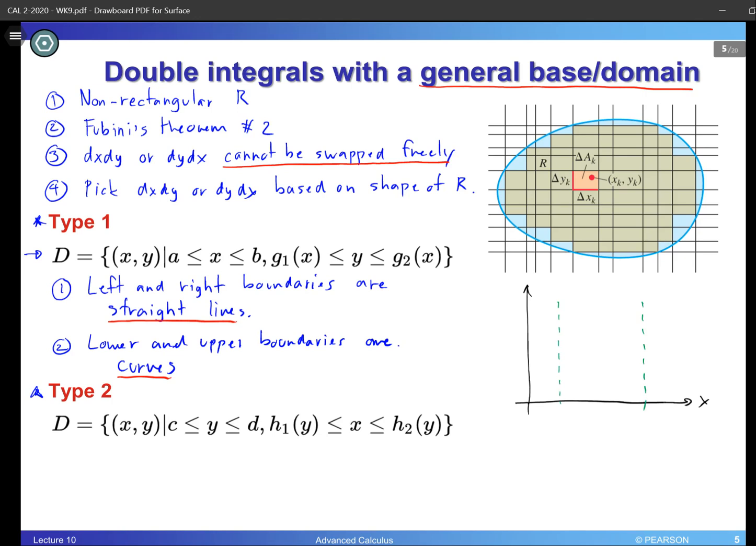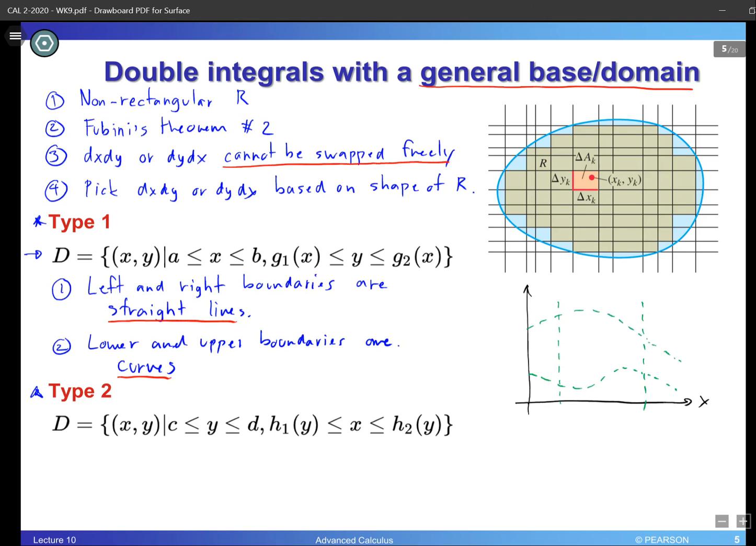Now let's move to the lower and the upper boundaries. The lower one is supposed to be a curve, all right? Maybe something like this. It has to be curvy, right? Okay. And for the upper boundary, something like this. Okay, this is good enough.